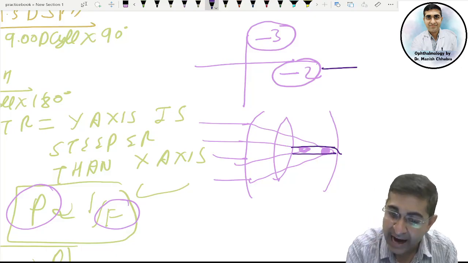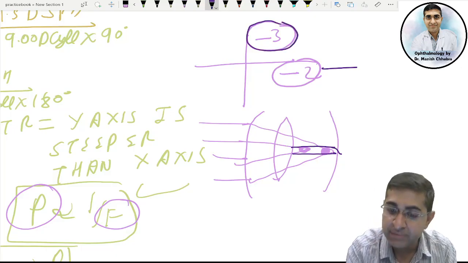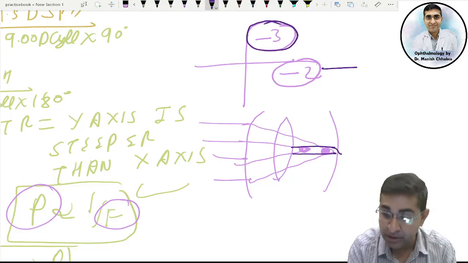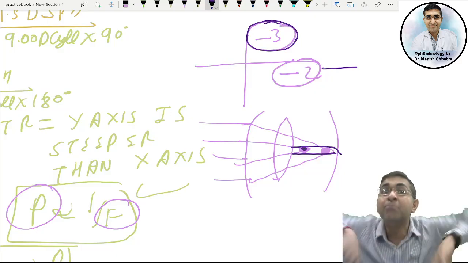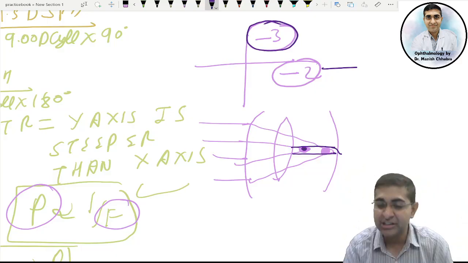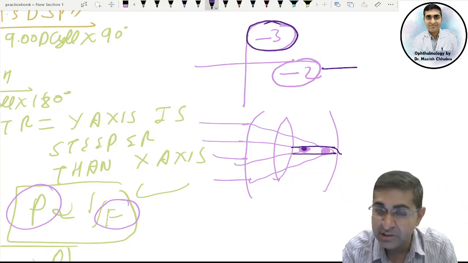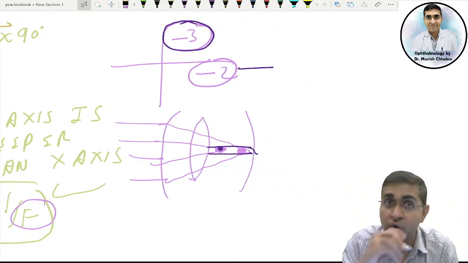Yes, so that means here -3 means more power. That is why the focal length is small. That is why you require more power of divergent glasses. So that actually tells me this is with the rule astigmatism or against the rule.